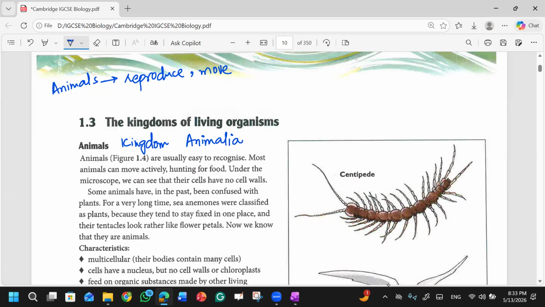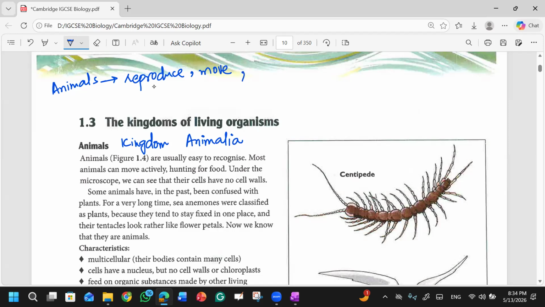I told you that the animals move, they change their place, from one place to another. But when we talk about the plants, they grow, right? One part is growing in one direction and the other part is growing in the other direction, but they cannot completely change their position. It's not possible for the plants. But for the animals, they can shift their position.